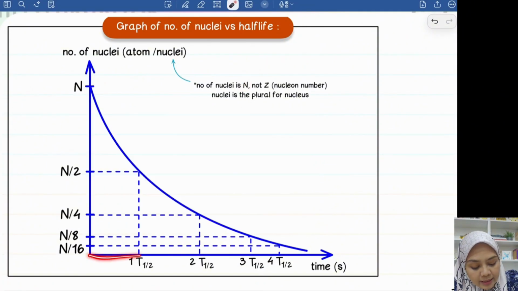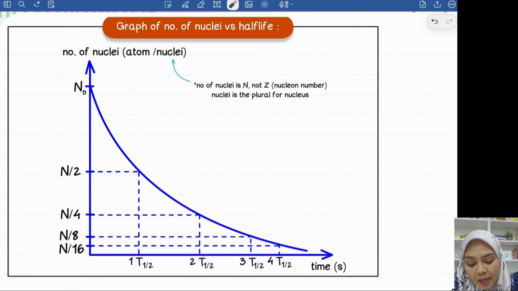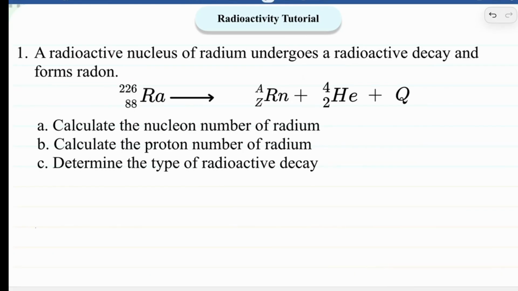So here on the x-axis, we have time. N is the, and I'm going to call this one N naught, better. From the N naught, we get half of it. When it becomes half, this is our first half-life. Half from the half is our second half-life, and so on and so forth. Alright, let's continue with the tutorial.